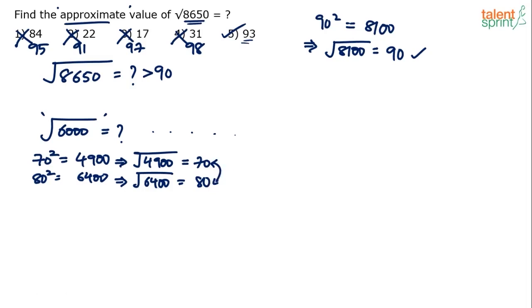So remember, always the first step is to look at the options. Look at the options and try to eliminate the wrong ones, right? Now, what happens if all the options are between 70 to 80? What do we do? The process is as follows.